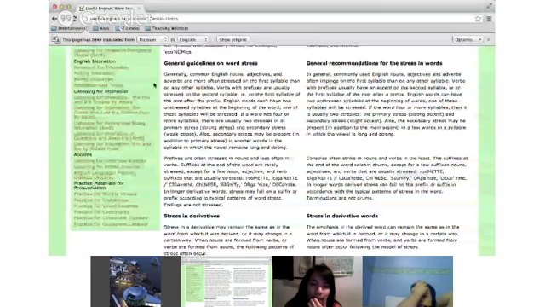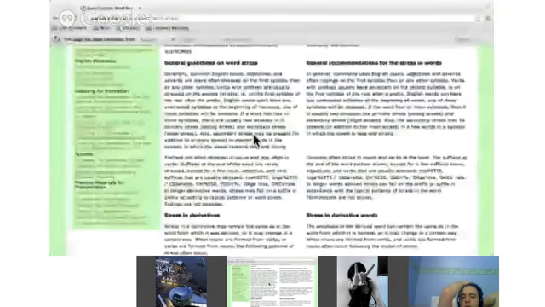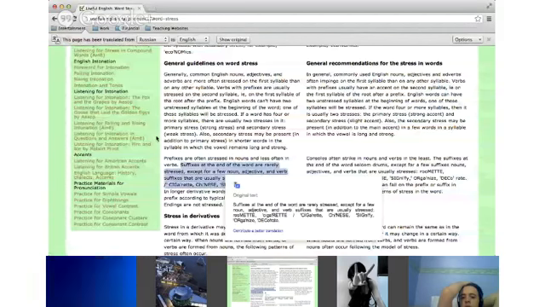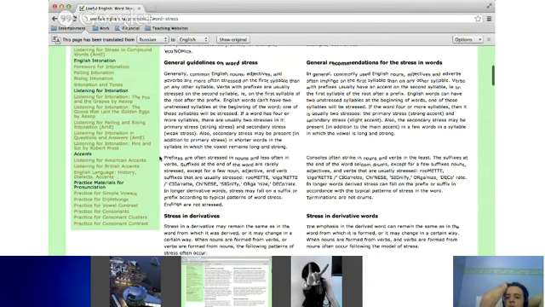English words can have two unstressed syllables at the beginning of the word. One of these syllables will be stressed. If a word has four or more syllables, there are usually two stresses in it: primary stress, strong stress, and secondary stress, weak stress. Also, secondary stress may be present in addition to primary stress in shorter words, in the syllable in which the vowel remains long and strong.